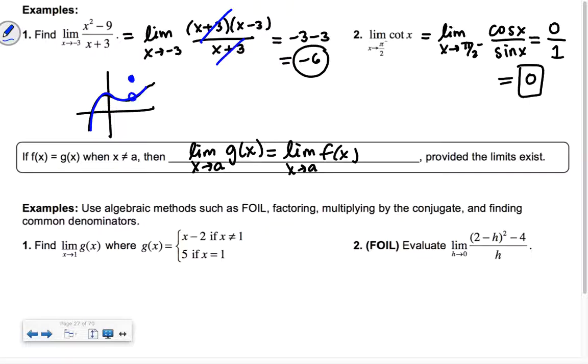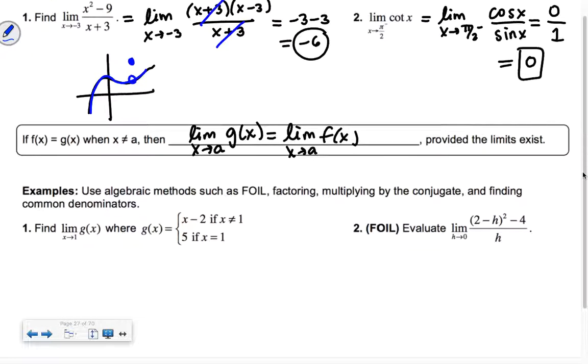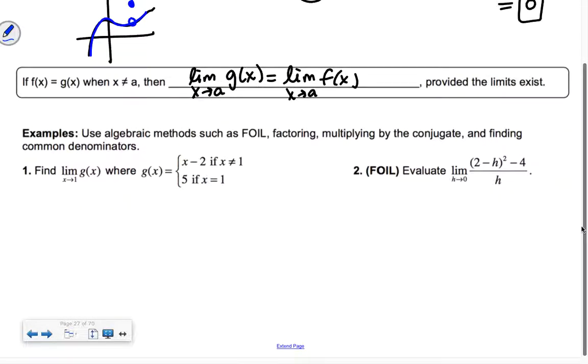Okay, so what are the methods? So our methods are going to be FOIL, factoring, multiplying by conjugates, and finding common denominators. So this first one, we're going to think about what the graph looks like. So the question is, find the limit as x goes to 1, and it says we have the graph y equals x minus 2. So we're going to graph that. We know what that looks like.